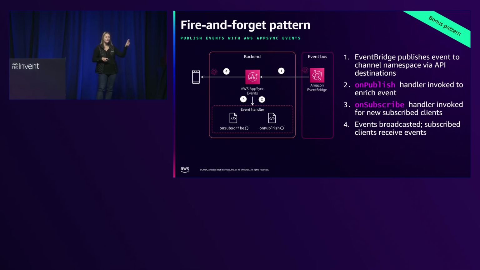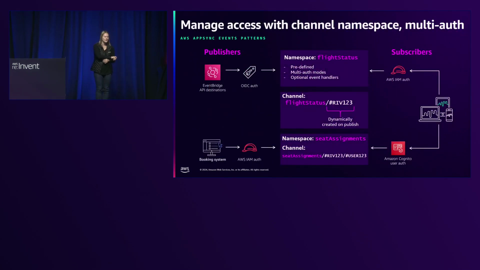The same is true for connected subscribers. As subscribers establish that connection to your WebSocket API for the specific channel namespace, you can optionally invoke an onSubscribe handler, which can do things like granular authorization or enforcement of subscribing to only a specific channel within your channel namespace. And that's essentially what happens in this workflow. And those events get broadcasted out to any of your connected subscribed clients.